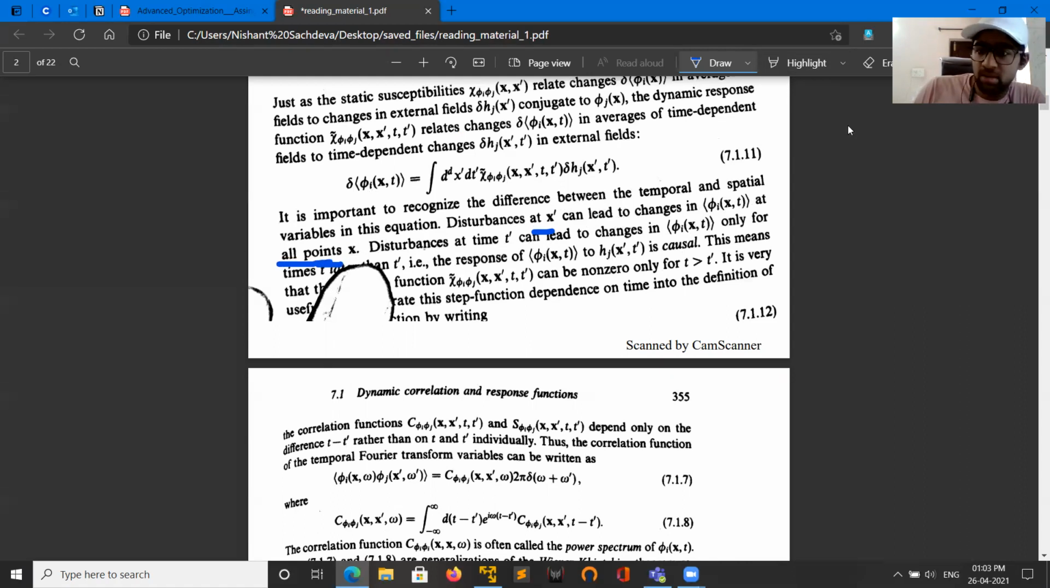Now, disturbances at time t dash can lead to changes only for times t which are later than t dash. So disturbances at time t dash can lead to changes only for times t bigger than t dash, which means for operations that are happening later than t dash. That means the responses of these two functions are causal.